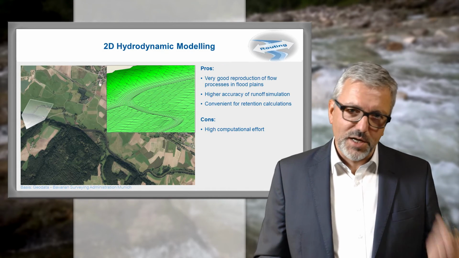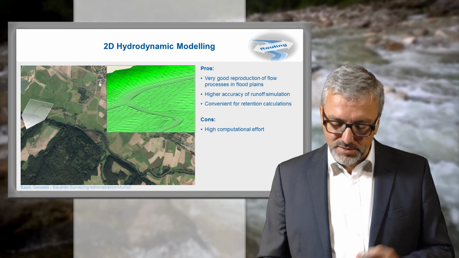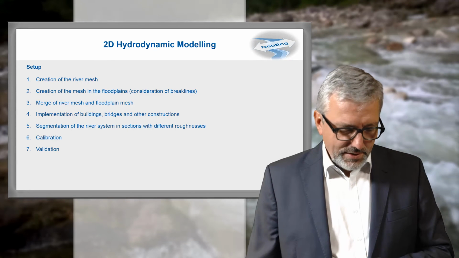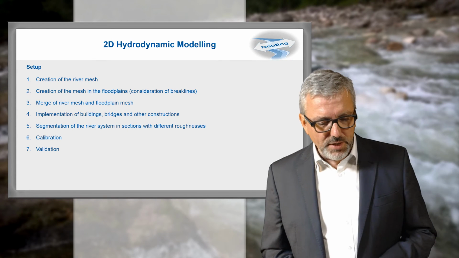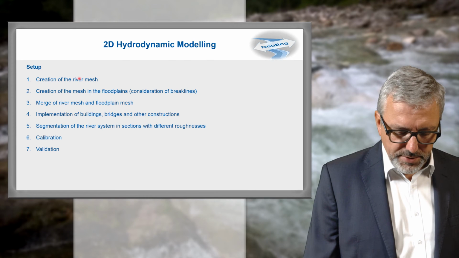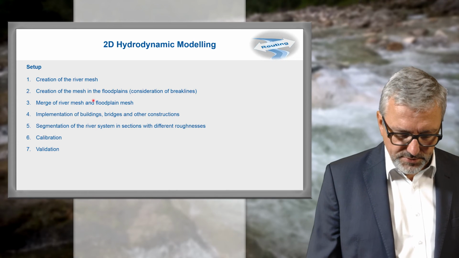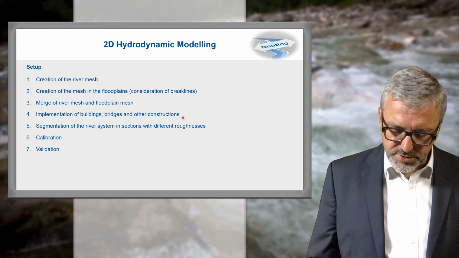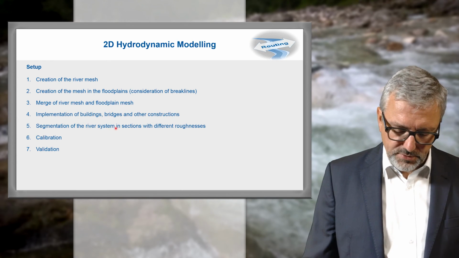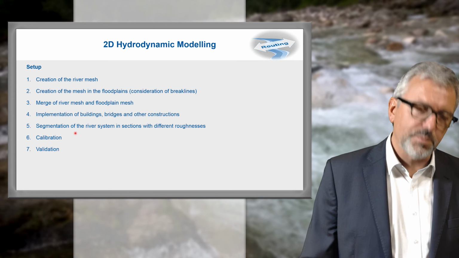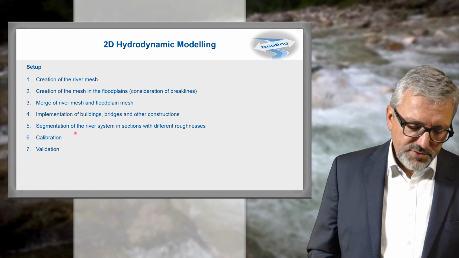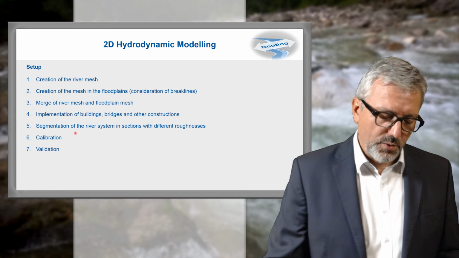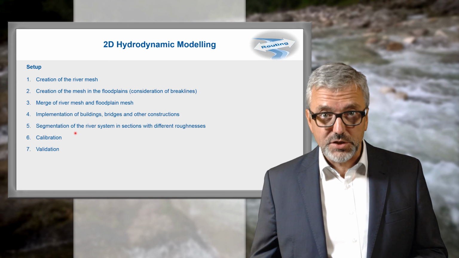It needs hours and hours to simulate a small stretch, still, if you don't have a very big mainframe computer. The setup is really similar. I can go quickly through this. The river mesh creation: in the floodplains and in the river, you merge both meshes together, you implement buildings, bridges and other constructions, you segment the river system with different roughnesses again, then the calibration and the validation. So the same thing. So the setup is not more time efficient or time affordable than with a 1D model. But the computation time, that's a problem.